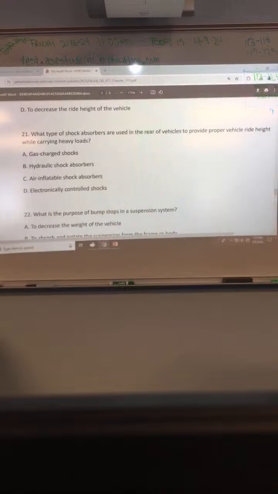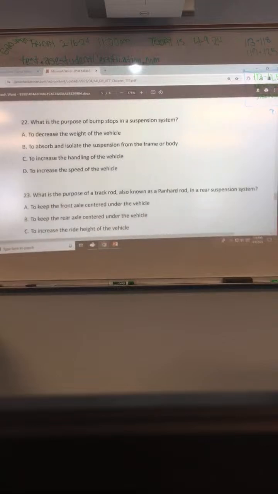21. What type of shock absorber is used in the rear of the vehicle to provide a proper vehicle ride height while carrying heavy loads? Hydraulic? No. Air inflatable shock absorber, yes. That airbag will adjust the ride height when you're carrying a load.